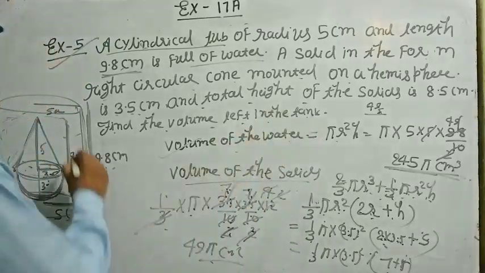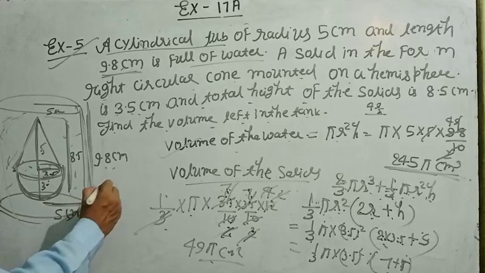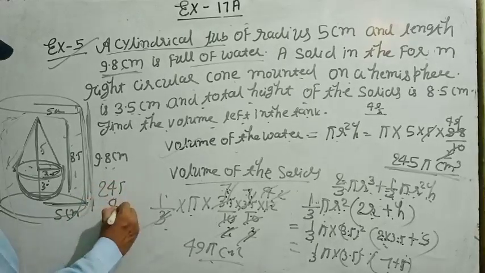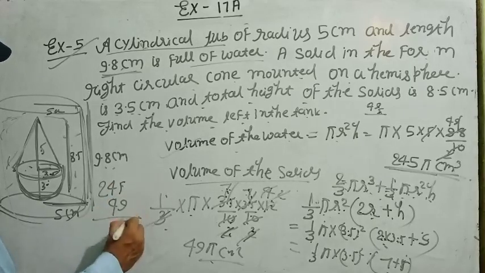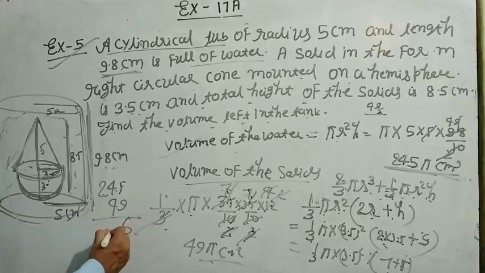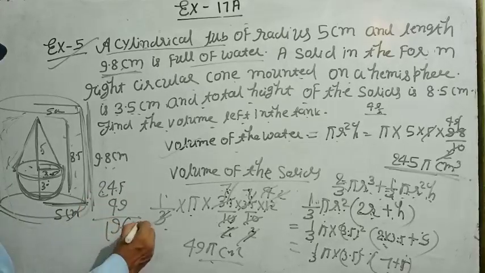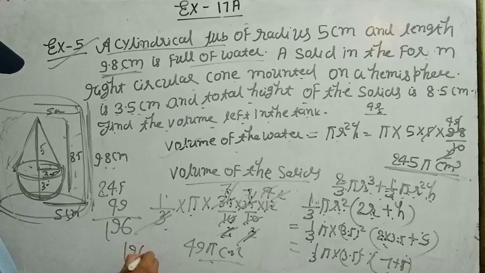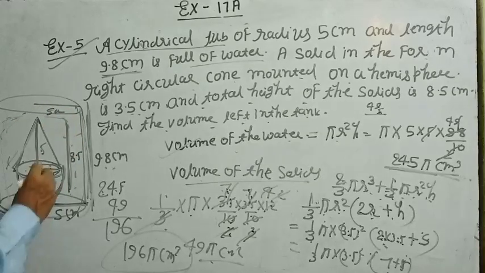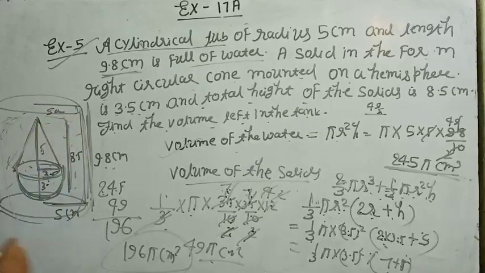So what is the remaining volume? Subtract 245 minus 49, and you get 196 pi centimeter cube. This is the answer, the remaining volume of water in the vessel. Otherwise, you can put in the value of pi to get the numerical solution.